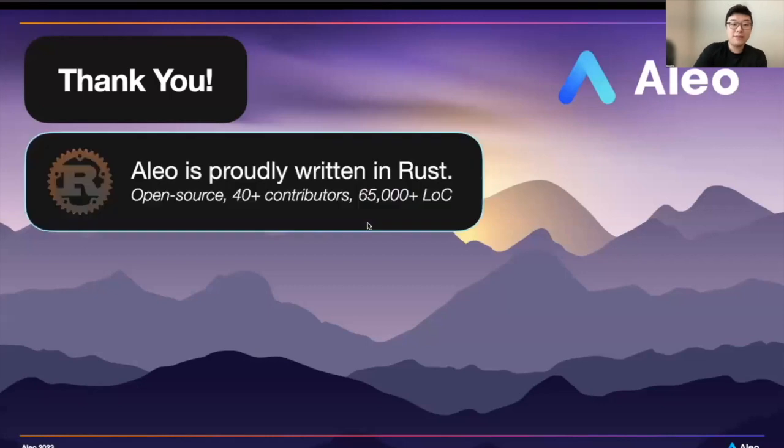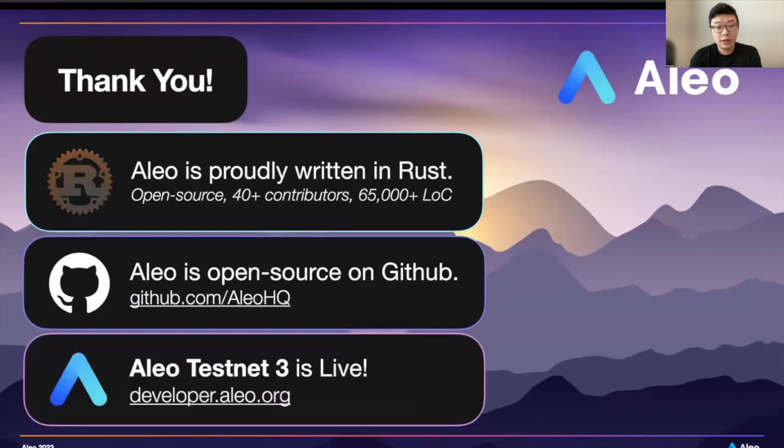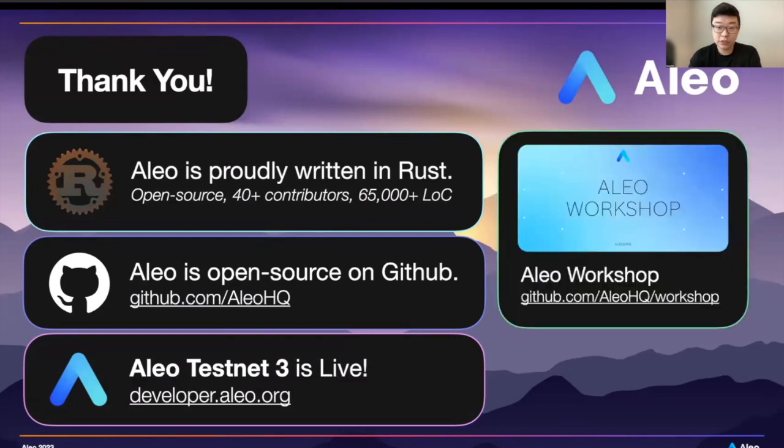Just for the sake of time, I just want to say Aleo is proudly written in Rust. It's open sourced, 40+ contributors, 65,000 lines of code. You can find us on GitHub. I'll show you the GitHub right after this. We currently are on testnet 3. Testnet 3 is live. For those who are interested, you can go check out developer.aleo.org. And this is the workshop repo that I'm mentioning.